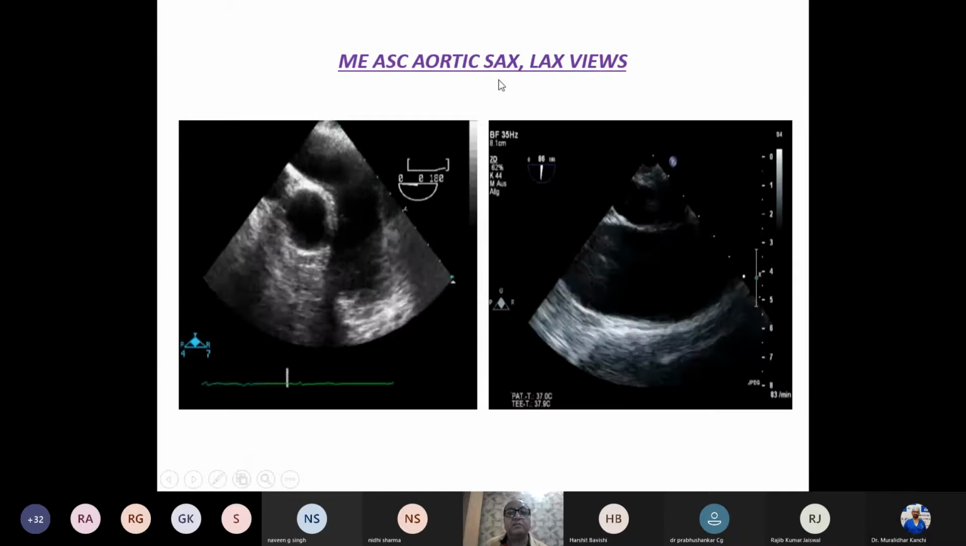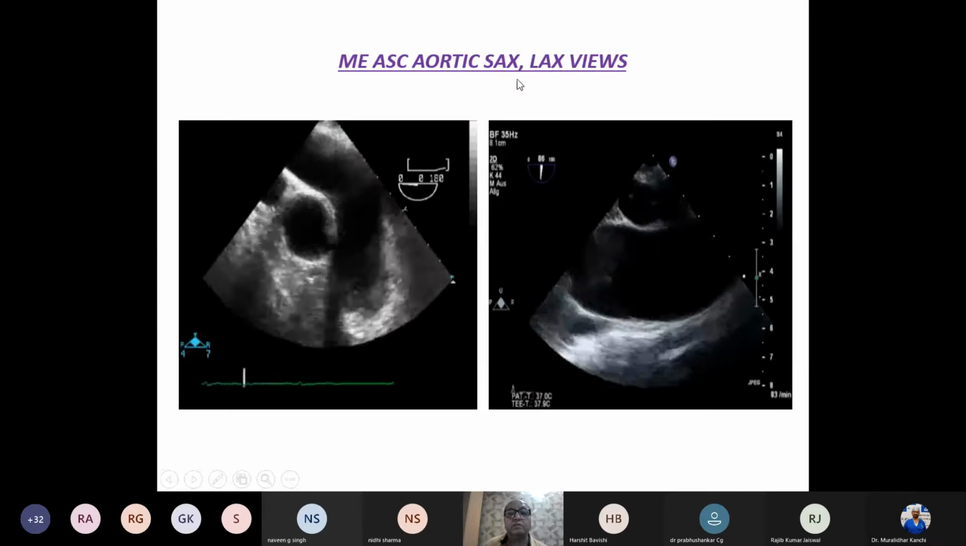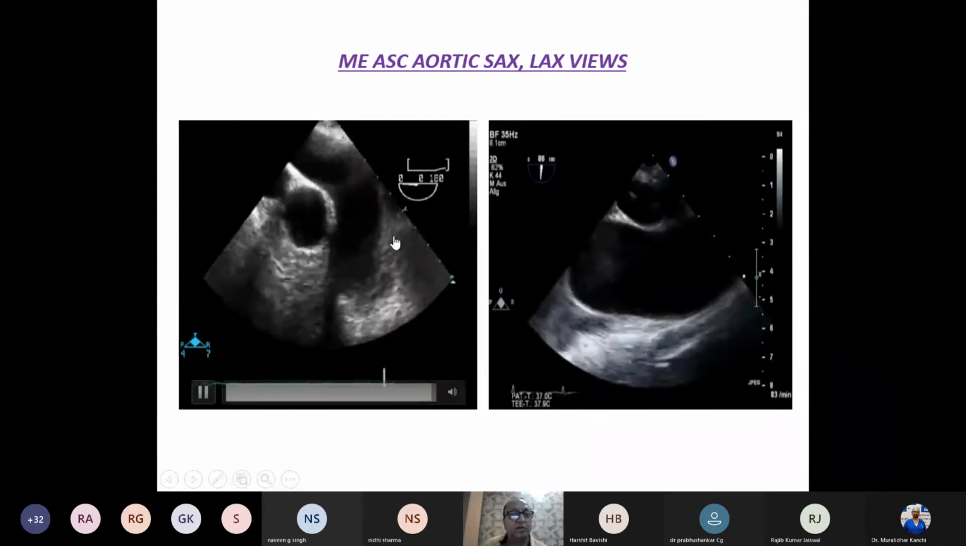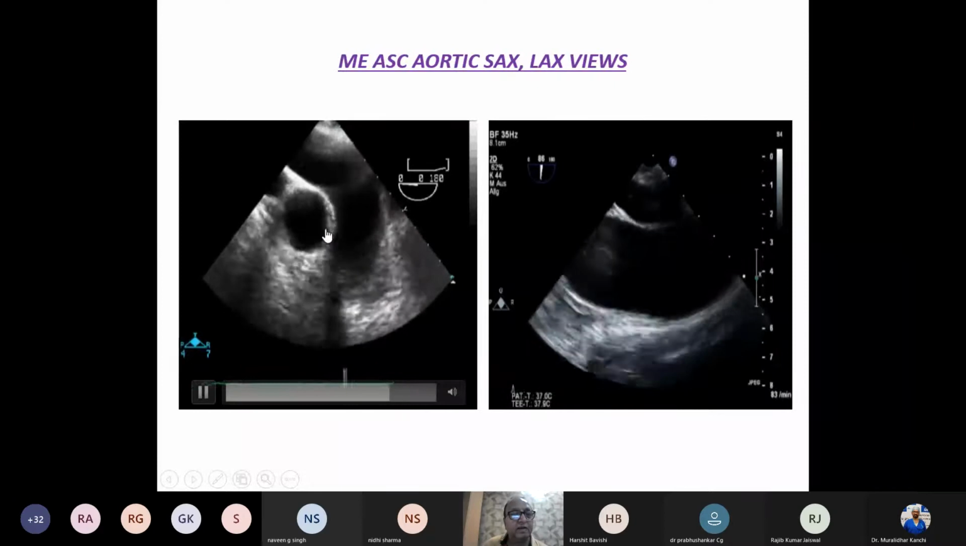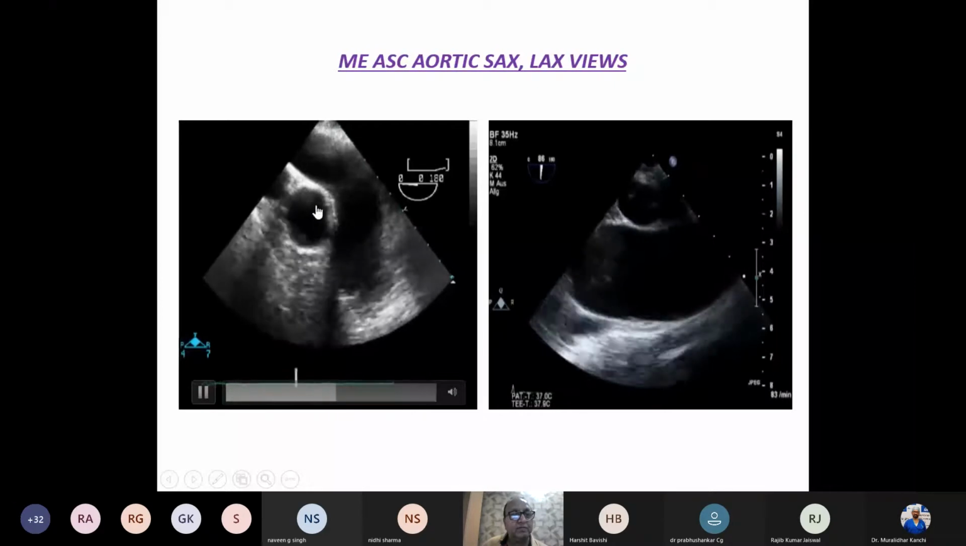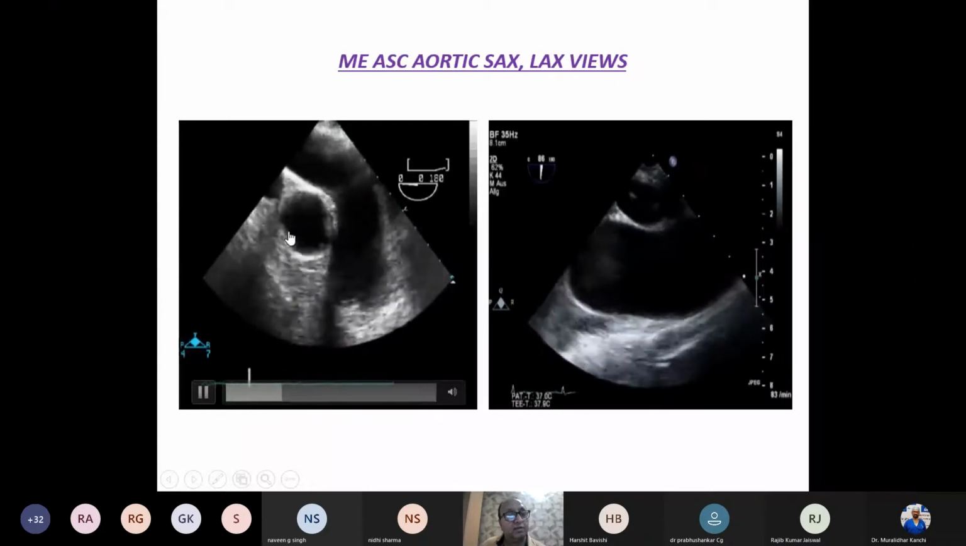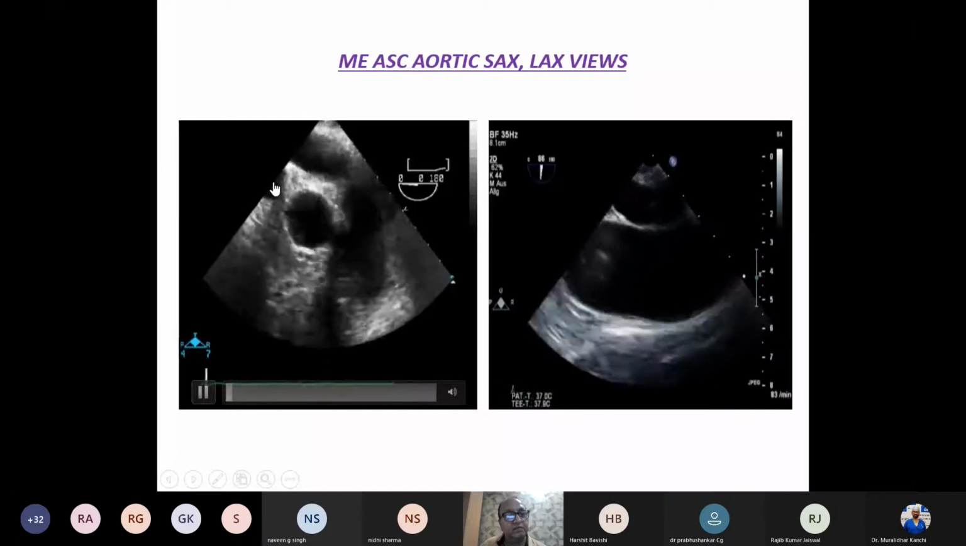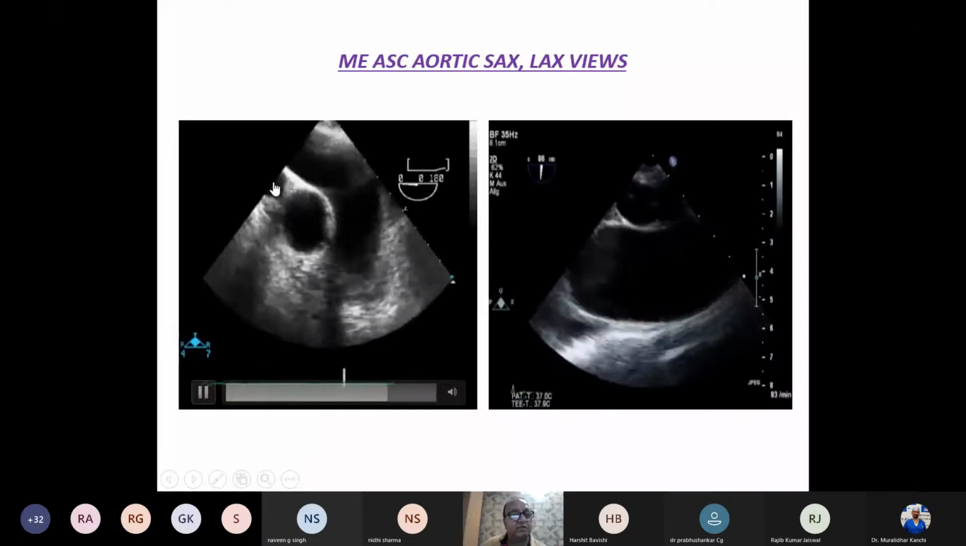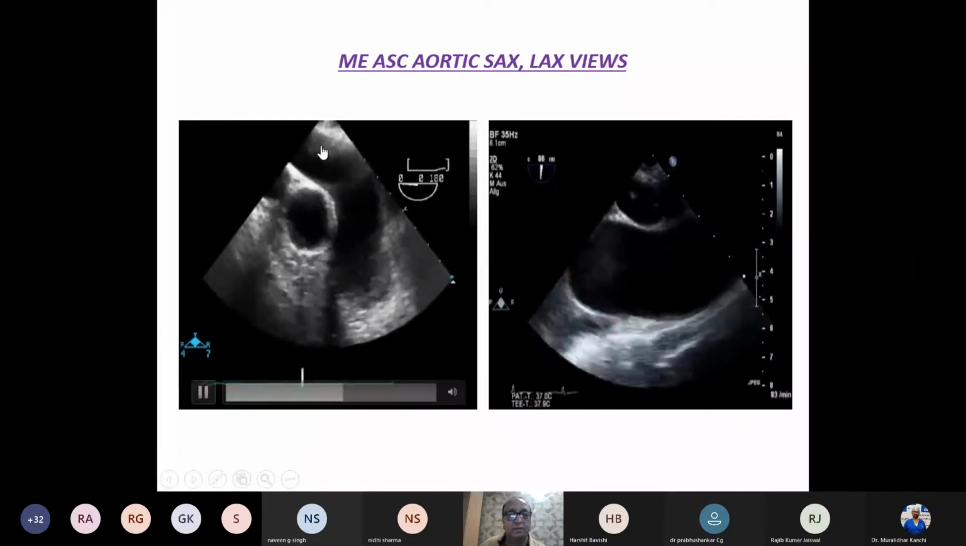Next, this is the mid-esophageal ascending aortic short axis and the long axis view. In the short axis, which is on the left-hand side, you will see the main pulmonary artery, and to the side of the main pulmonary artery, you see the ascending aorta in the short axis, and the SVC to the left of the ascending aorta. Above that we see the right pulmonary artery.